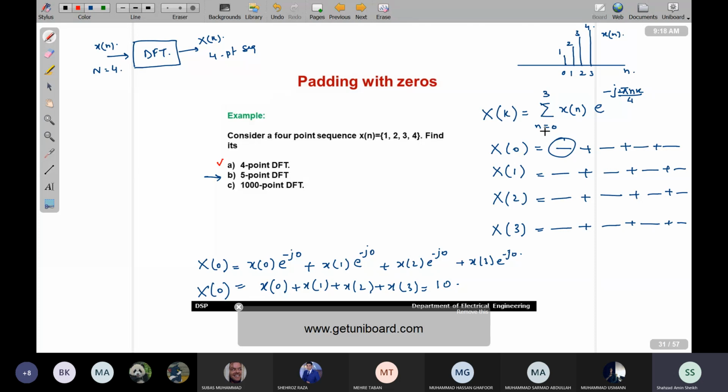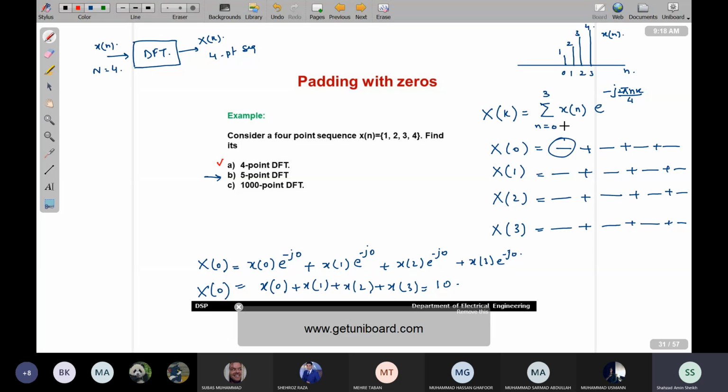So X of k will be equal to the sum over n equal to 0 to 3 of x of n exponential minus j2 pi nk over 4, and we will be getting X of 0, X of 1, X of 2, X of 3, because we will be summing up the 4 terms in all the 4 cases for different values of n's and k's. And this is X of 0, I'm talking about capital X of 0. K is equal to 0 की बात मैं कर रहा हूँ.